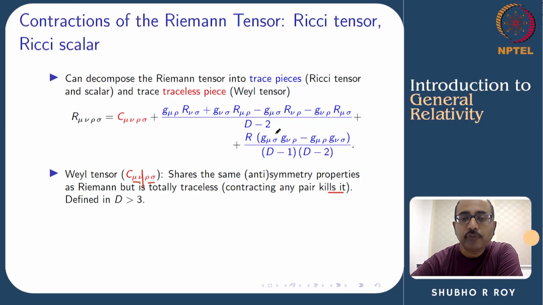As is obvious from the definition, because of these factors of d minus 2 and d minus 1, this formula for the decomposition is not well defined in d equals 2 or d equals 1, that is, one time and one space dimension. This formula is well defined only in d greater than 2 dimensions. But it turns out that even in d equals 3 dimensions, the Weyl tensor is 0.